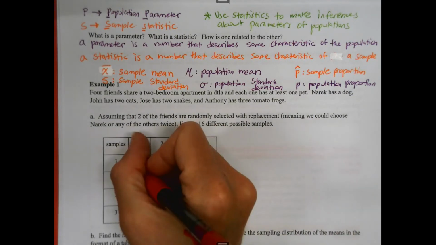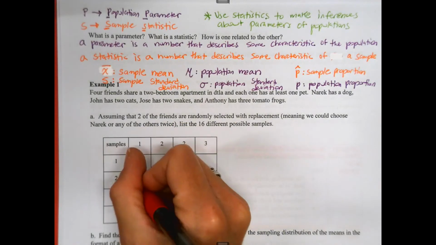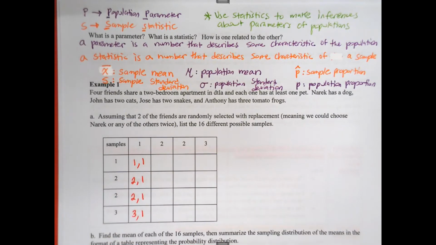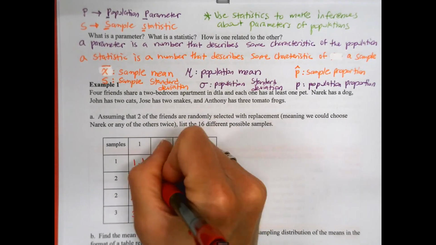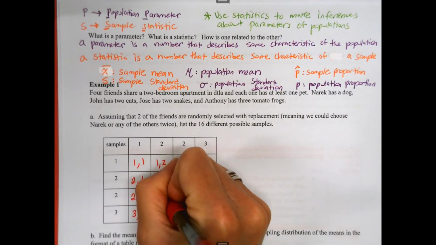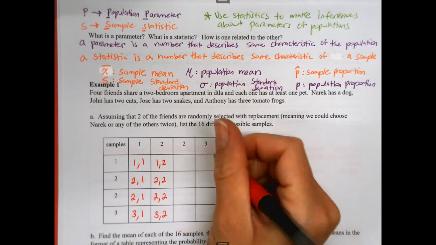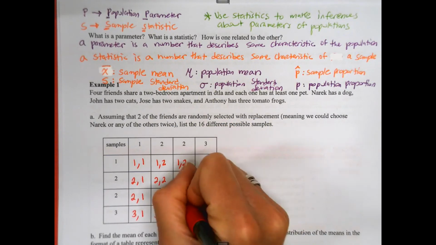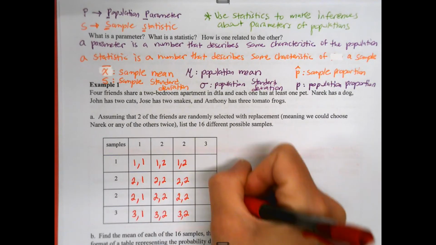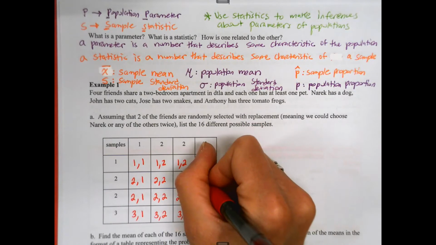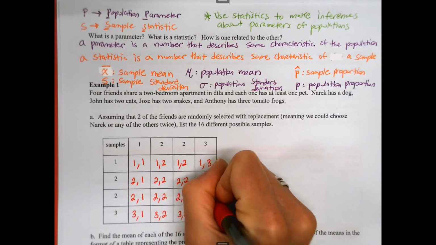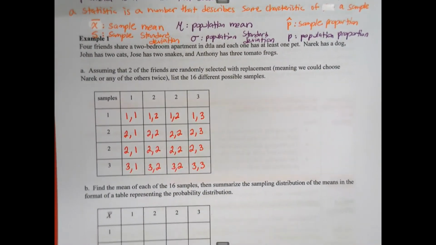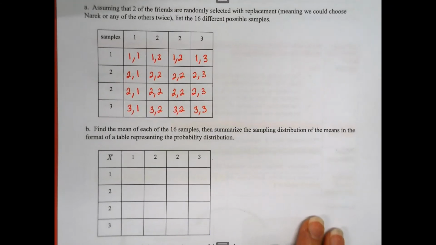We could have a sample of 1 and 1, or of 2 and 1, 2 and 1, or 3 and 1, 1 and 2, 2 and 2, 2 and 2, or 3 and 2. The same here, 1 and 2, 2 and 2, 2 and 2, 3 and 2, or 1 and 3, 2 and 3, 2 and 3, and 3 and 3. Those are all of our possible 16 different samples we could have.